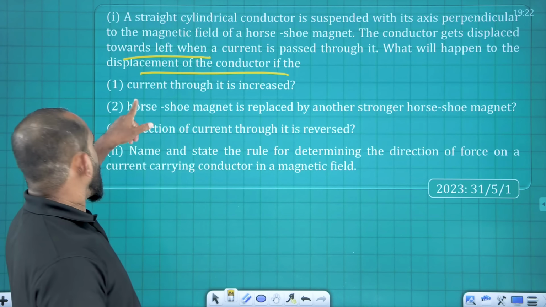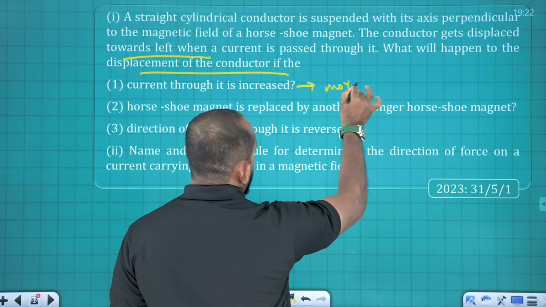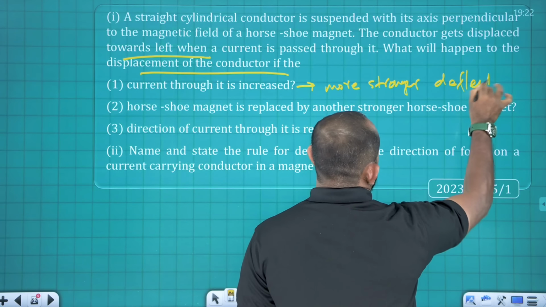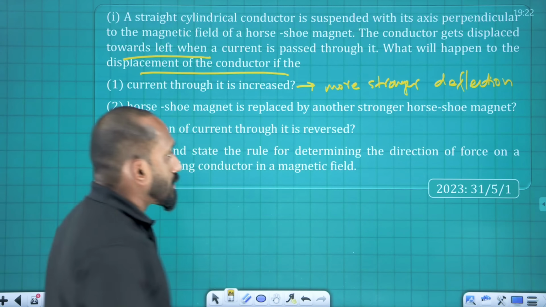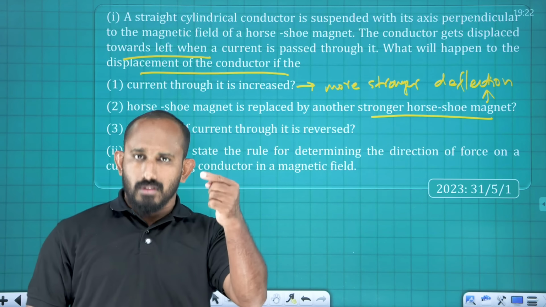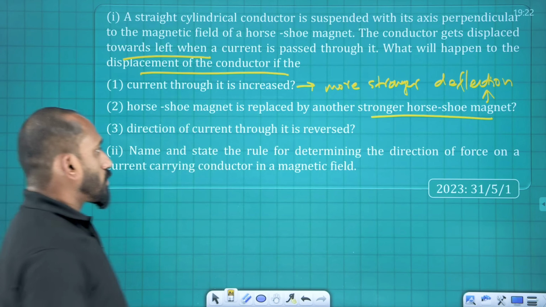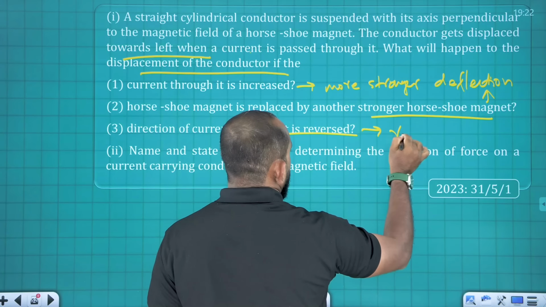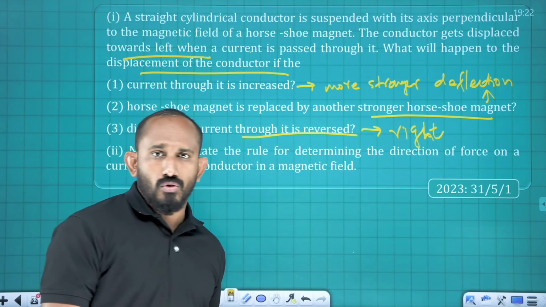If the current through it is increased, we get a stronger deflection. So the force becomes stronger. If the horseshoe magnet is replaced by another stronger magnetic field, again the same effect: the magnetic field increases, so this force also increases. If the direction of current through it is reversed, then the deflection changes. It was deflected to left, so now it will be towards right.